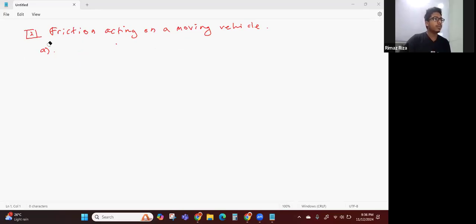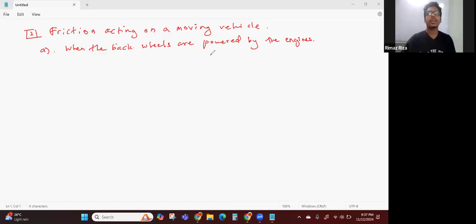When the back wheels are powered by the engine, we know that if you take a vehicle, for example a car, van, or bus, there are four wheels. Out of these four wheels, the engine gives power to the back wheels. Normally, if you take a vehicle, it can be a van or car, the engine powers the back wheels. So here we'll see how the friction acts on it.